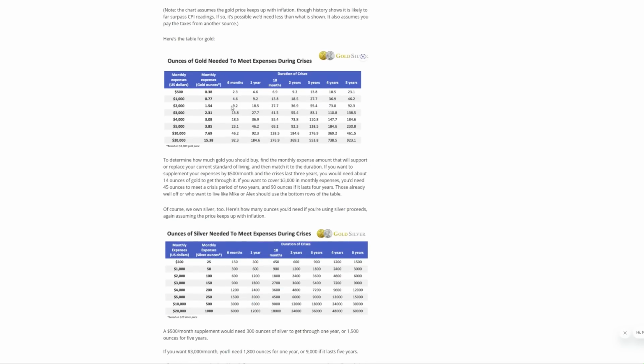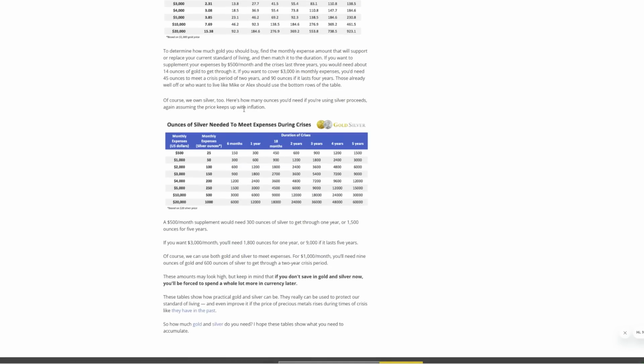this is interesting. I like this chart, actually. They make a table for gold and silver. If you have $500 of monthly expenses, and let's say that's 25 ounces per month, for 6 months you need 150 ounces. For 1 year, you need 300 ounces. All the way to 5 years, 1,500.